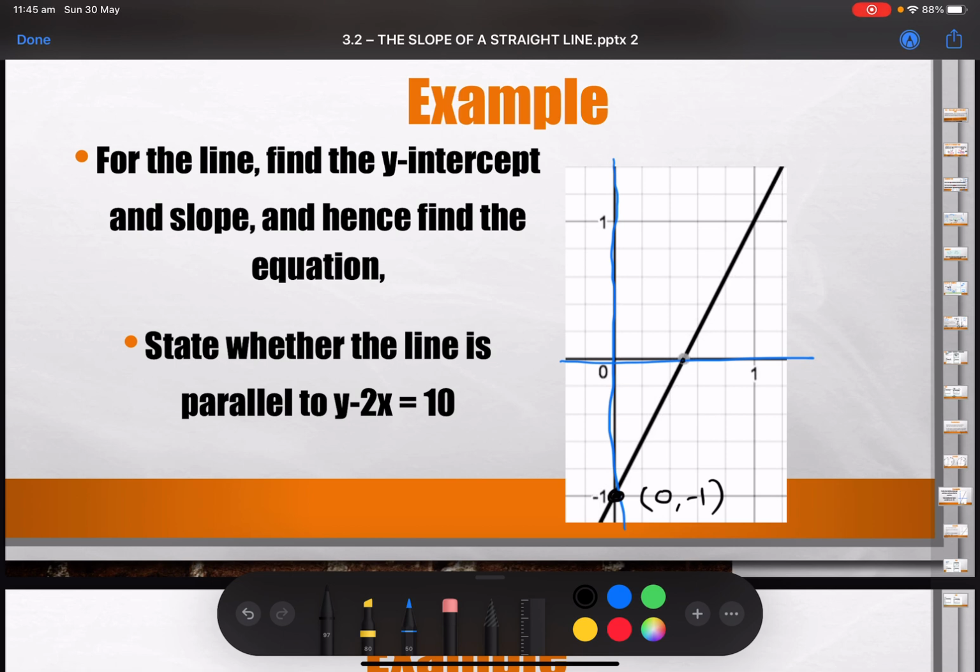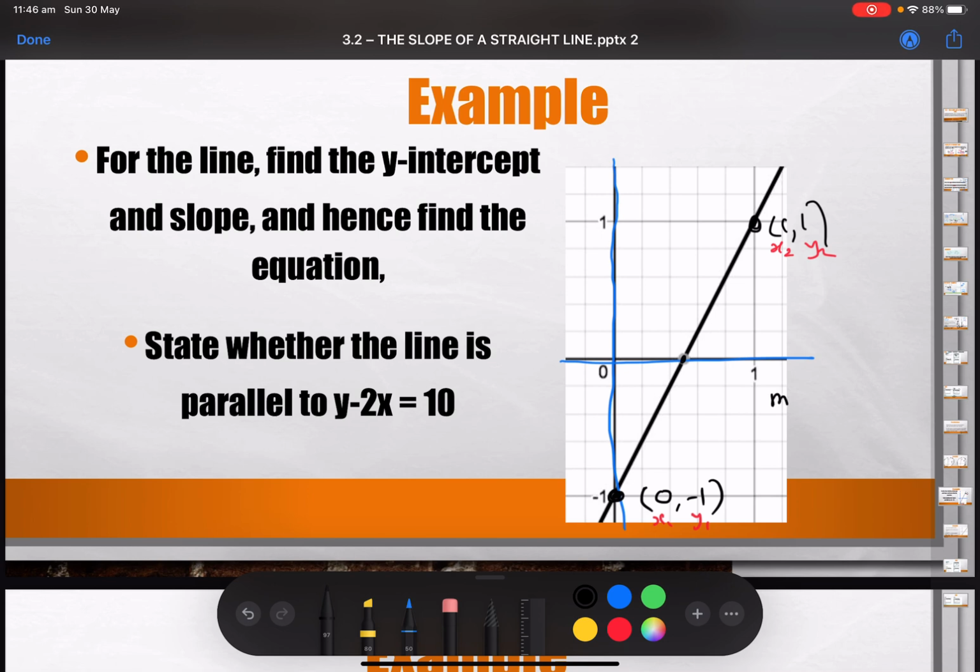I could use this point here, that's halfway between 0 and 1. But we don't like working with fractions, so let's see if there's a whole number point. Oh, of course there is. Over here we have (1, 1). I'm now going to label this x1, y1, x2, y2, and find the equation of that line.